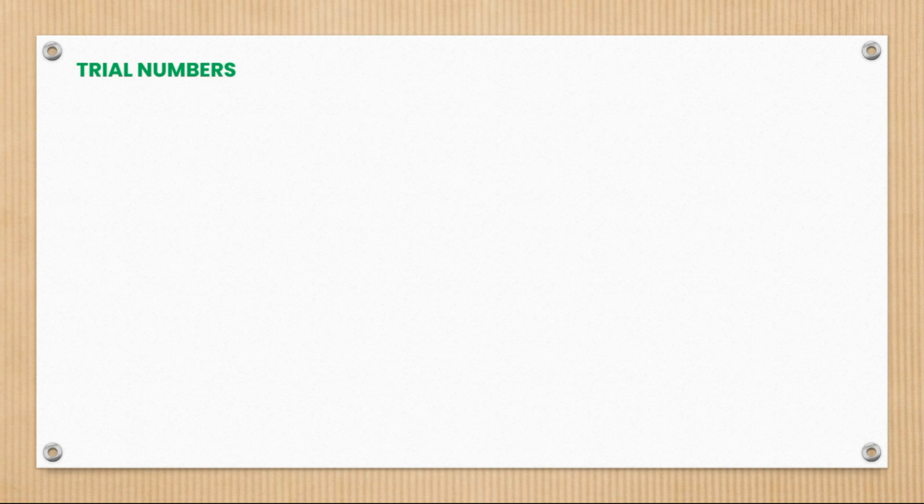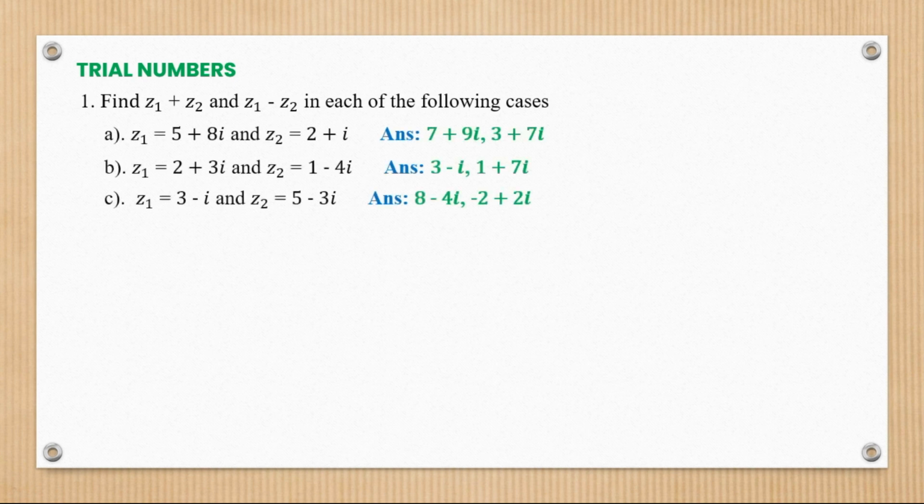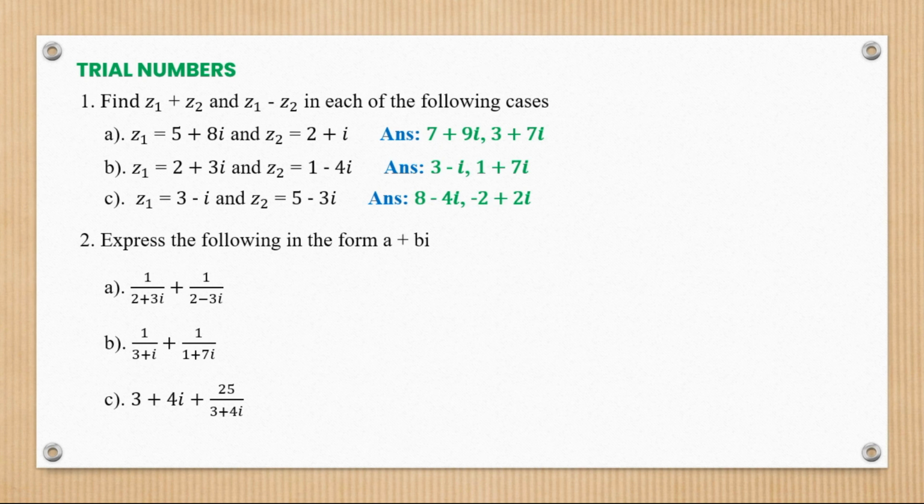Alright, so lastly I have some trial questions for you. Find for me Z1 plus Z2 and Z1 minus Z2 in each of the following cases. I've given you on the right hand side the answers that you should get for both, so that when you find your answers you can compare and make sure you're on the right track. There is also question number 2, where we're asked to express the following in the form a plus bi. That means you just have to simplify them and find the final answers in the form a plus bi.